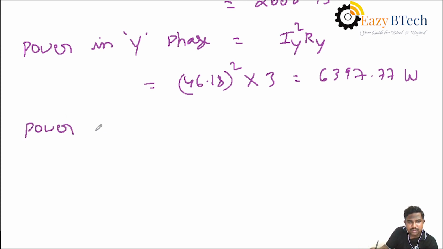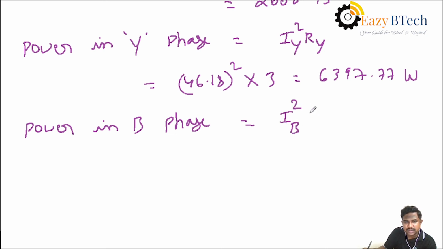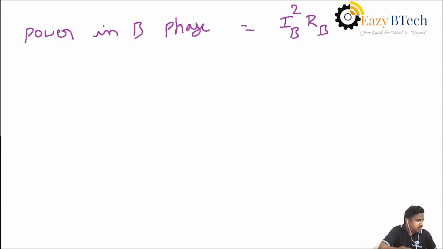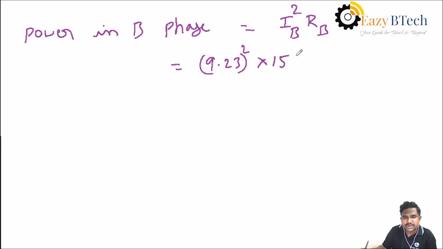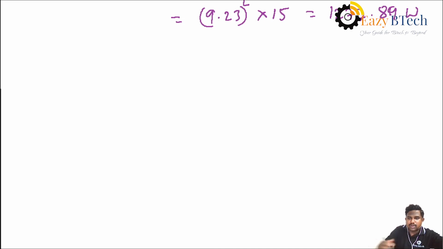and find the same power loss in B phase. The formula is the current passing through B phase, IB square, and the resistance of B phase, RB. We know the current passing through B phase is 9.23 whole square, and the resistance value given in Z3 impedance is 15. Then the total power loss is 1277.89 watts. Okay, this is the power loss across each phase.